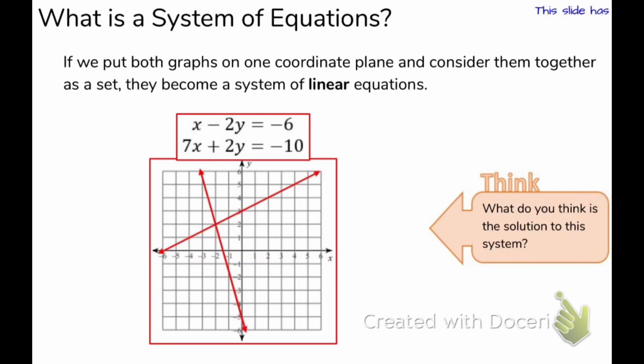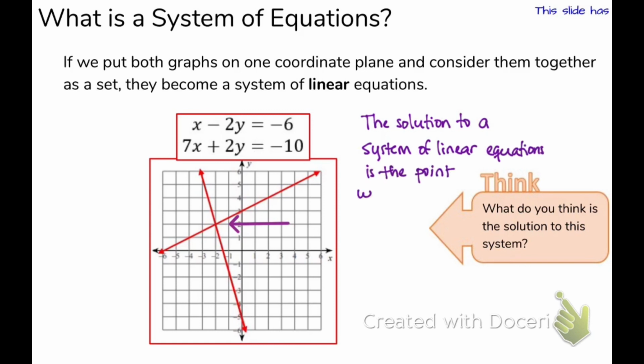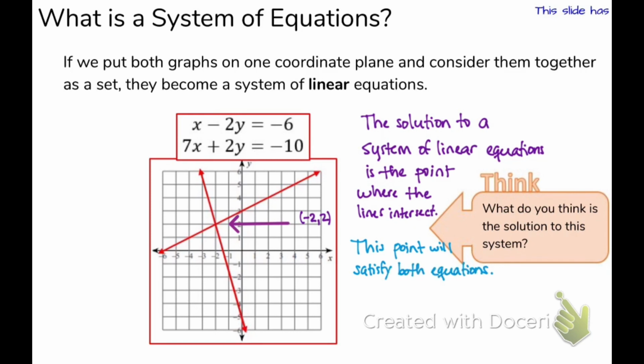So again, what is a system of equations? If we put both graphs on one coordinate plane and consider them together as a set, they become a system of linear equations. What do you think is the solution to the system? One more time: it's the point where the lines cross. The point where the lines cross is the only point, the ordered pair of x and y values, that will make both equations true. So the solution to a system of linear equations is the point where the lines intersect. In this case, it's (-2, 2). This point will satisfy both equations.